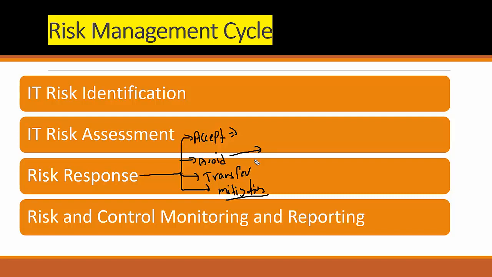Third is basically called transfer. See, transfer means you're transferring the impact to a third party. In which condition do we transfer? When likelihood is low, but impact is high. Example, I'm running a banking operation. I decided to move my IT service to the cloud to TCS. So now TCS is basically taking care of my operations.